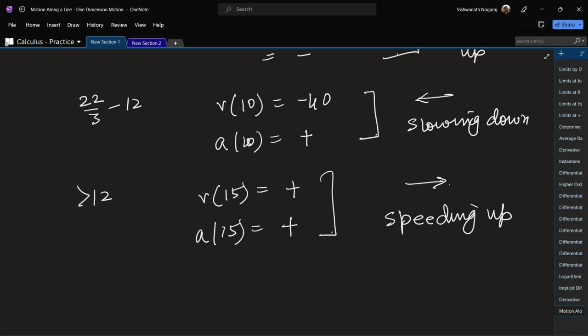So that was motion along a line, that is one dimension motion.